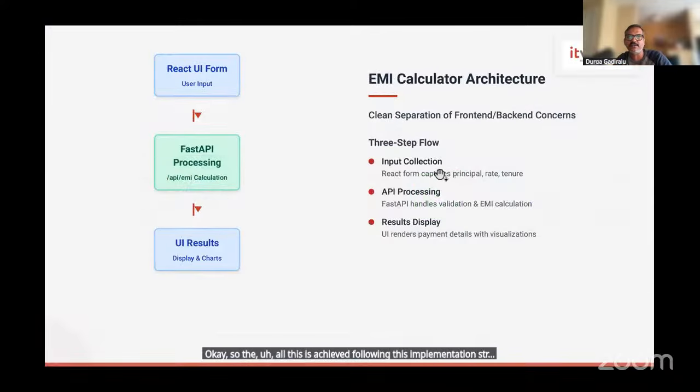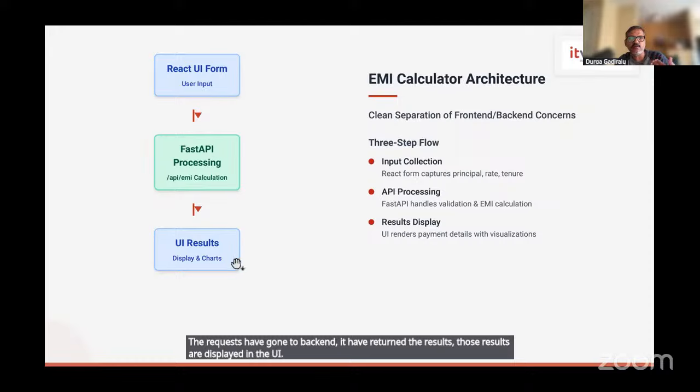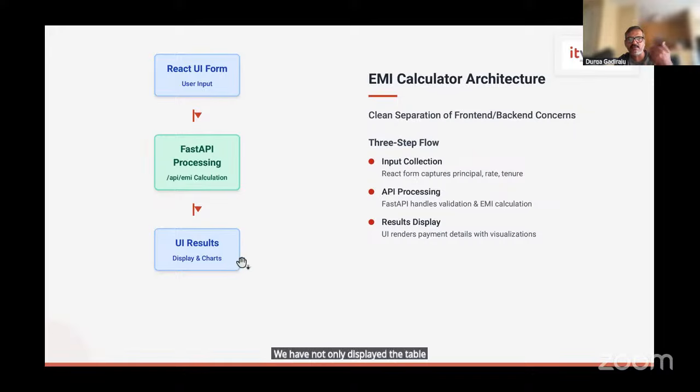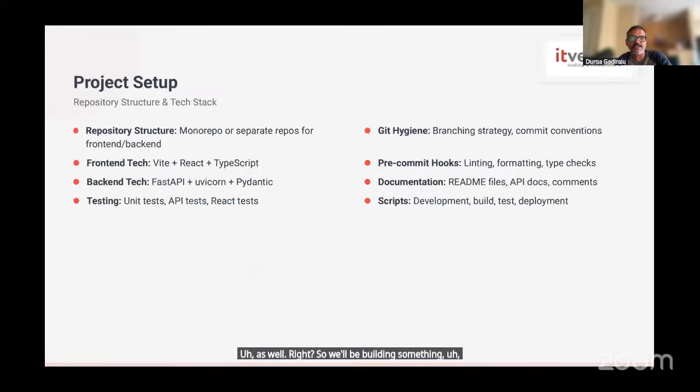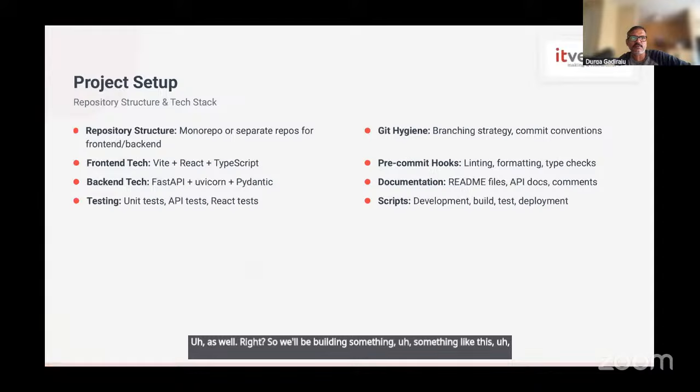Okay. So all this is achieved following this implementation strategy, following this calculator architecture. So we use React to enter the data. The request has gone to backend. It has returned the results. Those results are displayed in the UI. We have not only displayed the table and all, we have even charts as well, right? So we will be building something like this as part of this workshop.